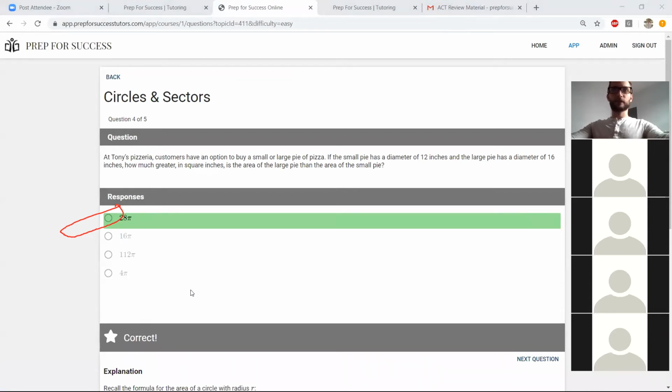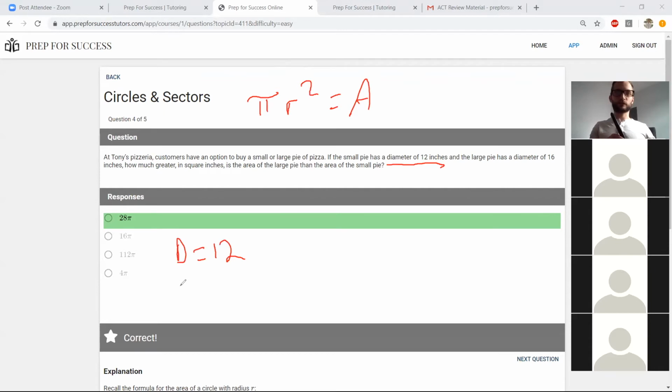Let me stop that. Clear. Okay. So what we want to do is they want to know how much greater is the area of the large pie versus the small pie. So the large pie here has a diameter of 12. So remember, when you're solving for area, area is pi r squared. That's the area of a circle. If they're giving us the diameter, we need to know what is the radius. So the diameter is 12, so the radius is 6. And the other one has a diameter of 16, so the radius is 8.